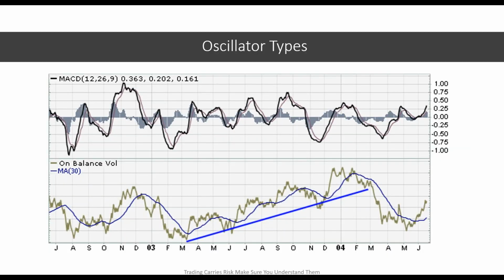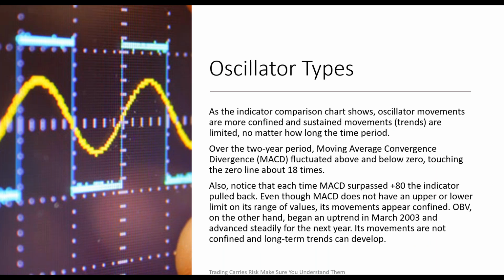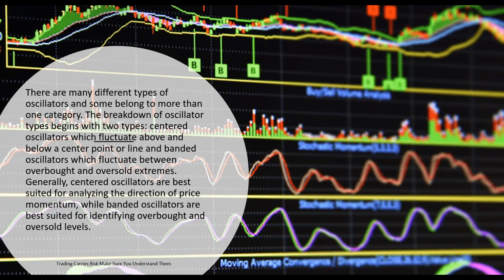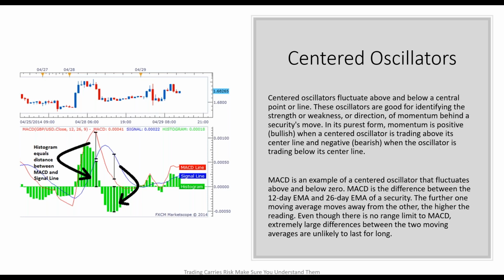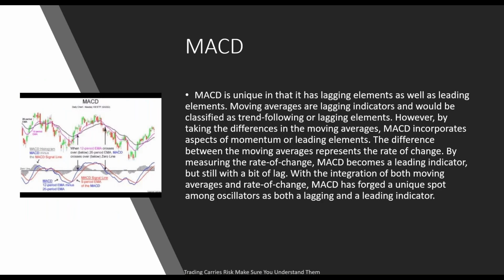So remember, we have oscillators, and most of them, or a good deal of those, fall into oscillator types. And there are many different types of oscillators. Some belong to more than one category. The breakdown of oscillator types starts with centered oscillators, which fluctuate above and below a center point, or a line, or banded oscillators. Okay. Now, as I said, I keep preaching MACD because it's one of my favorites, and we have several classes on MACD.